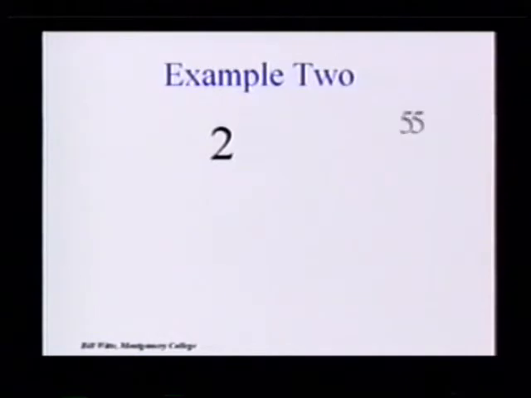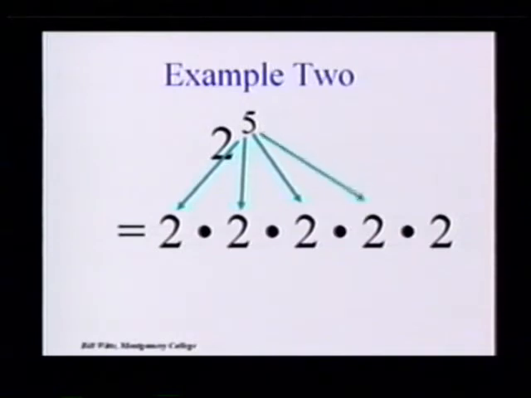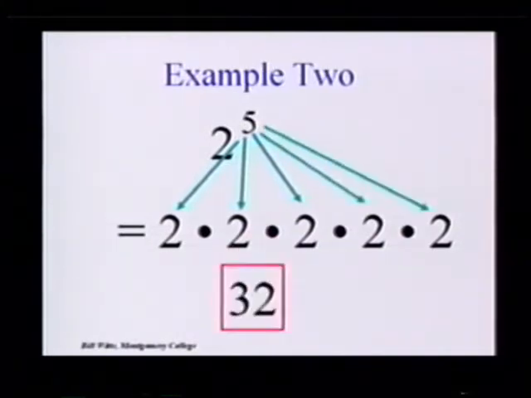2 to the 5th power. Ooh, there's a whole boatload of those babies. 2 times 2 times 2 times 2 times 2, 5 times. Multiple multiplication. Can you do that one in your head? That's 4 times 2 is 8, times 2 is 16, times 2 is 32, not so bad. Nice small number. Let's look at another one.